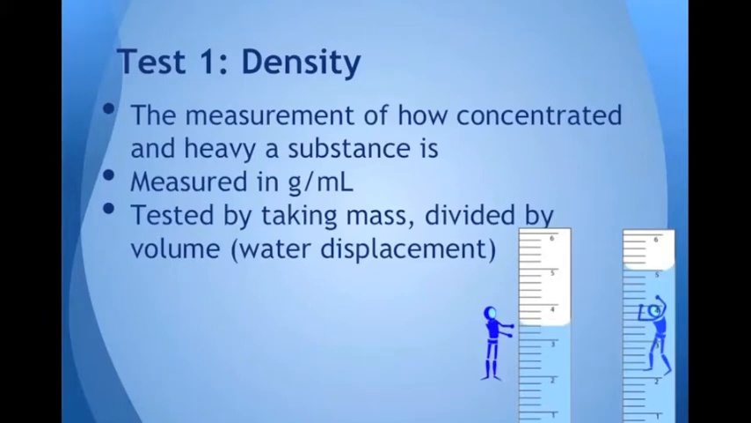Density is a physical property of metals that is very telling about the identity of that metal. Most of you probably know how density is found and measured, but just as review, it's measured in grams per milliliter, and we found mass, or grams, by taking the mass on a mass balance, then dividing that by the volume, which we found through water displacement.